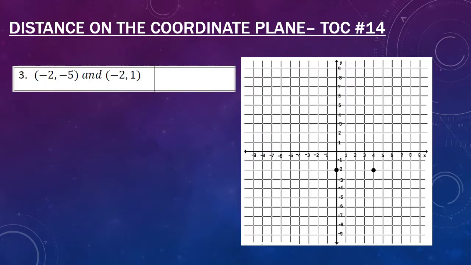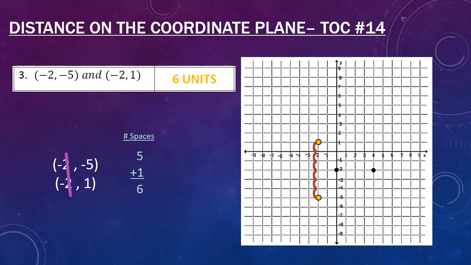Here's our next one. -2, -5 is in the 3rd quadrant. Remember, you go over and then down. And then -2, 1 is in our 2nd quadrant. I'm going to go ahead and count. 1, 2, 3, 4, 5, 6. It is 6 units apart. And if I lined them up, I can disregard the negative 2's. Negative 5, the absolute value is 5. 1, the absolute value is 1. If I add them together, because they're on opposite sides of the x-axis, then I get 6 units as well.